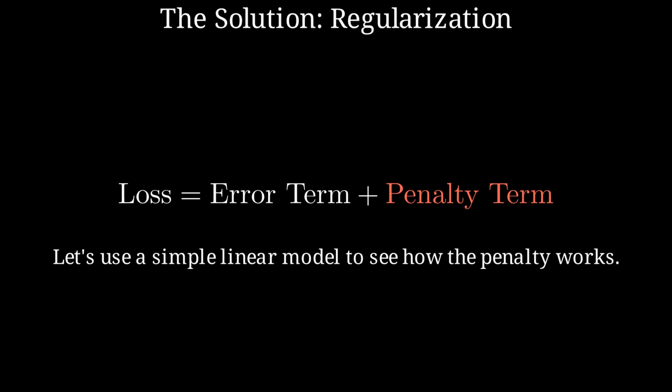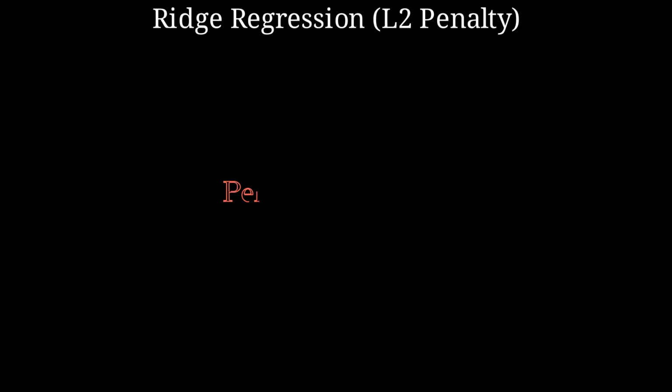By adding a penalty term, big coefficients get fined. This idea applies to many models, including linear regression, and is called regularization. The penalty term also controls complexity. First, ridge L2 regression. The penalty here is proportional to the square of the coefficients.